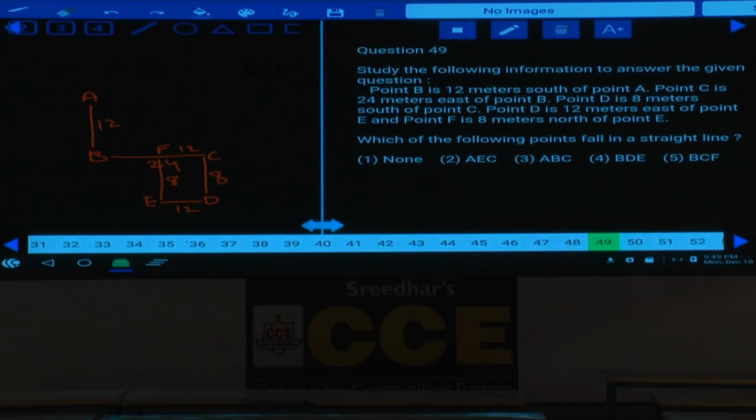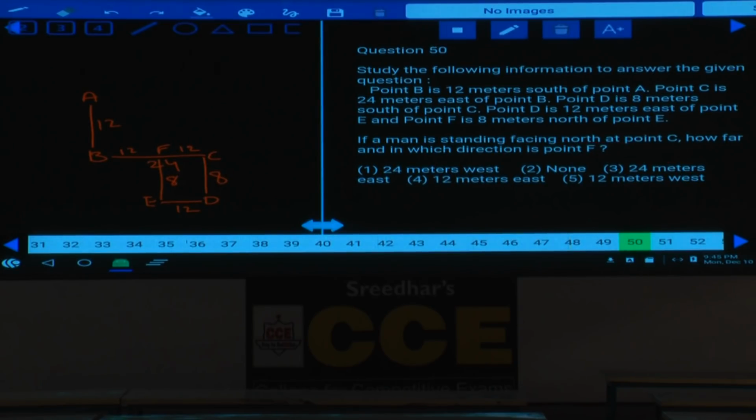Now between F and C there are 12, and between B and F there is 12. Then which of the following points fall in a straight line? B, C and F follow a straight line, that is choice 5. 49. Then question number 50.